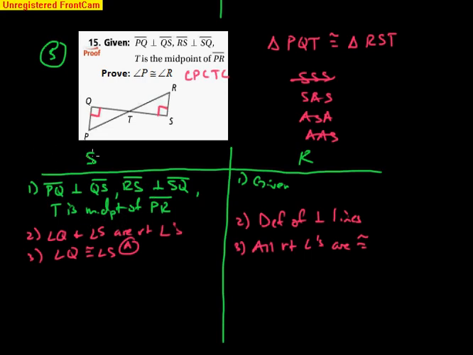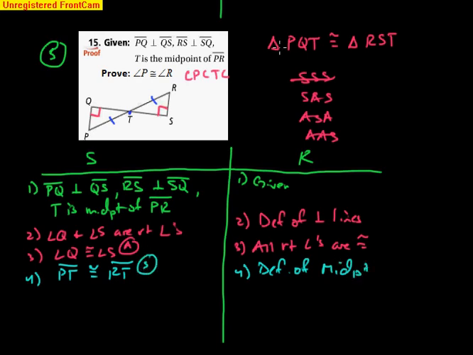Next, it says T is midpoint of PR. T is in the middle of PR, so that means that these two sides are congruent. So for PT, segment PT is congruent to segment RT. Use the correspondence correctly. And that is because it's a midpoint. Definition of a midpoint. And there is a pair of sides, so all are still fair game.